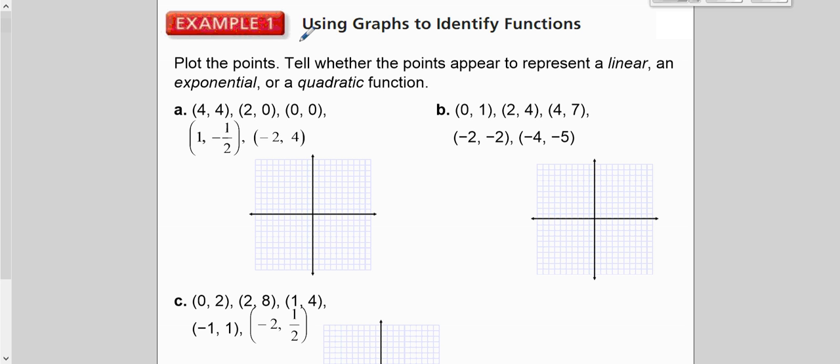Example 1, plot the points. Tell whether the points appear to represent a linear, exponential, or quadratic function. Remember, when you graph points, to go over then up, x then y. Y is in the sky, x is over here. The point 4, 4, 2, 0, that's over 2, up 0, 0, 0, 1, negative 1/2, negative 2, 4.